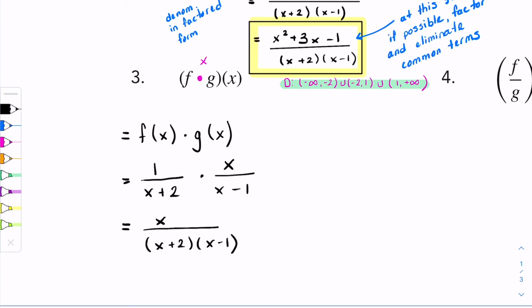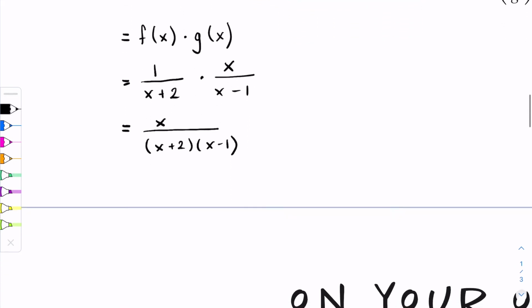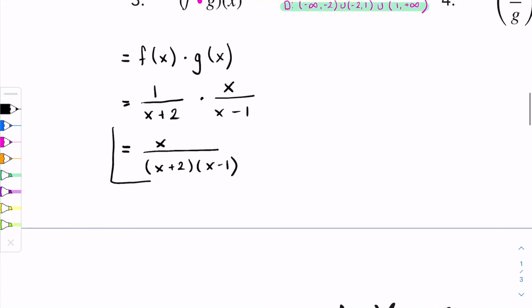Now, if you could factor this and simplify it by eliminating common factors between the numerator and the denominator, you would have to do that. Here, you cannot. You are not going to have any common factors. That is your final answer.